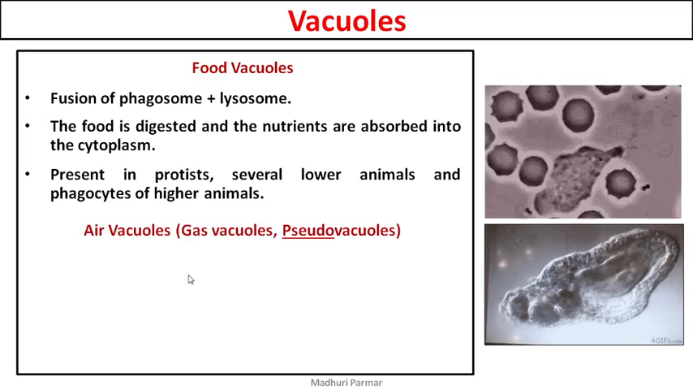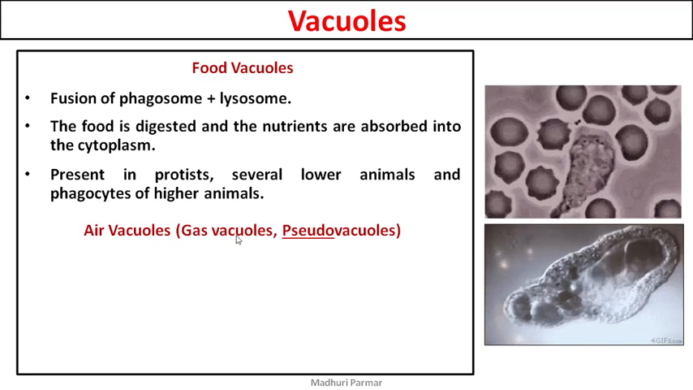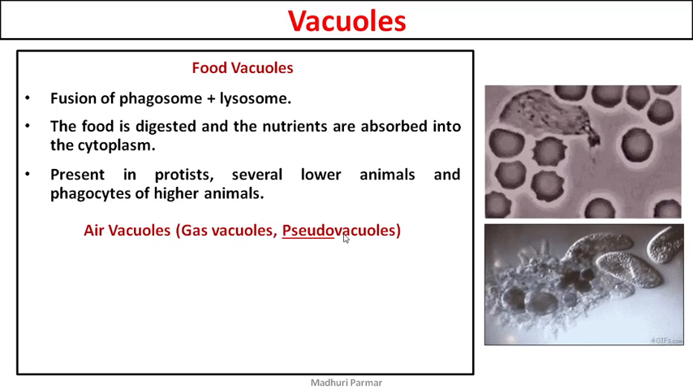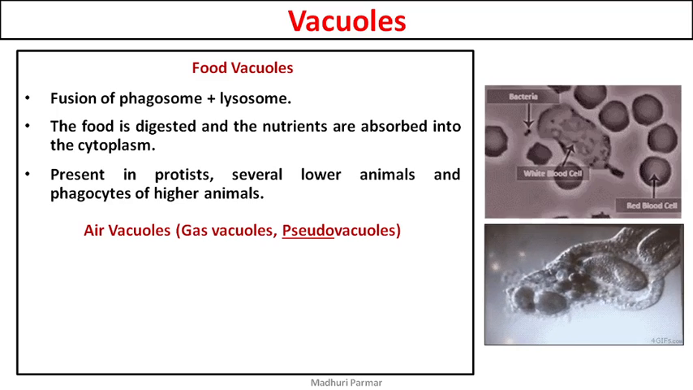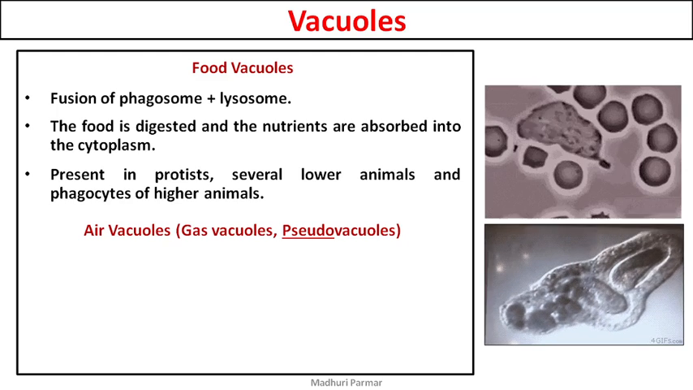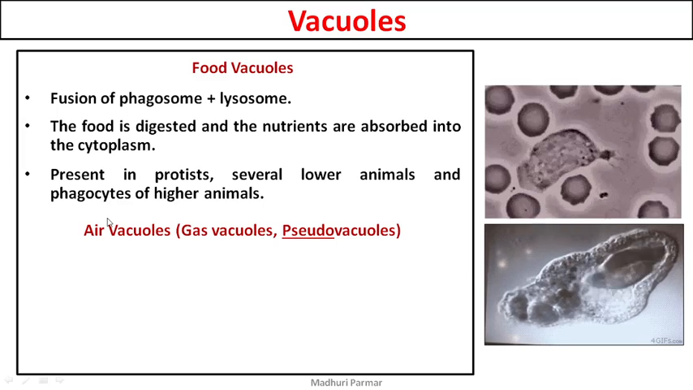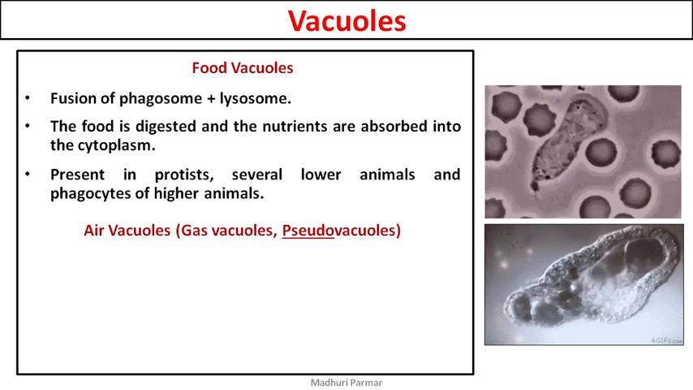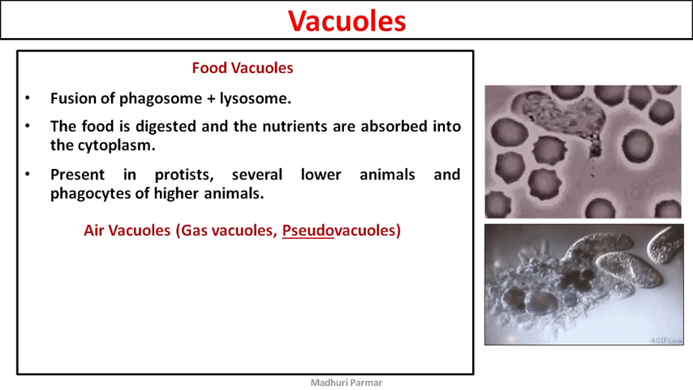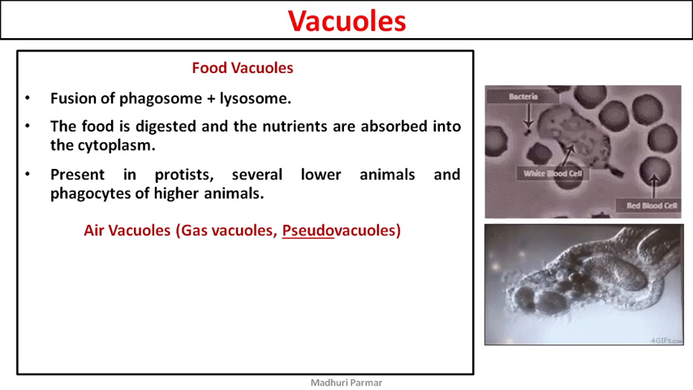The last type of vacuoles are air vacuoles. They are also called gas vacuoles or pseudo vacuoles. Remember this type because it is important. Pseudo means false. They are pseudo vacuoles because they do not have a lipid membrane. All the vacuoles have a lipid bilayer, a normal membrane, but gas vacuoles or air vacuoles do not have a membrane.